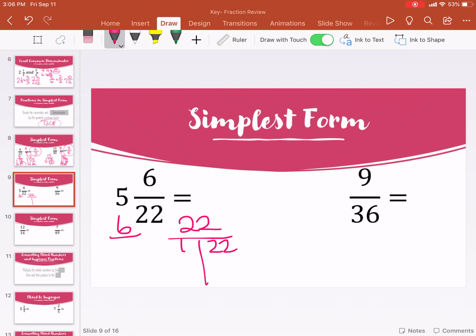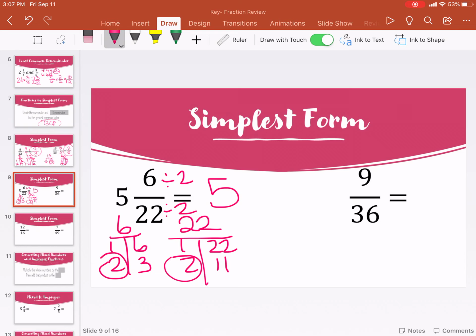So 1 and 22, 2 and 11, 1 and 6, 2 and 3, 2. So the whole number stays the same. You're going to divide this by 2, divide this by 2, and 6 divided by 2 is 3, 22 divided by 2 is 11. 5 and 3/11 is simplified.